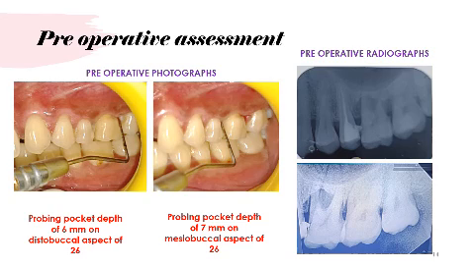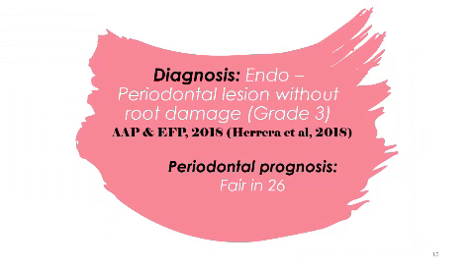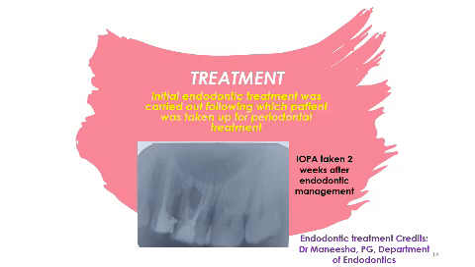Preoperative radiograph reveals radiolucency in the furcal area as well as on the mesial aspect of 26 and periodontal ligament space widening in the apical area. Diagnosis was given as endoperiodontal lesion without root damage, grade 3, according to AAP and EFP 2018, and periodontal prognosis was determined to be fair for 26. Treatment was carried out. Initial endodontic therapy was carried out, following which an IOPA was taken 2 weeks postoperative, and you can see a very good obturation.